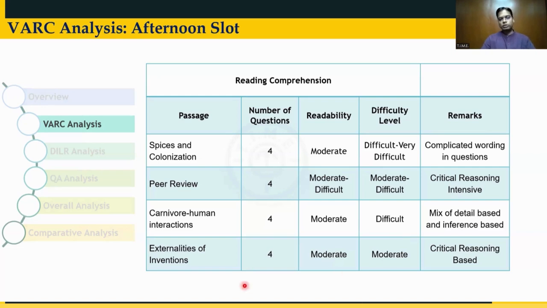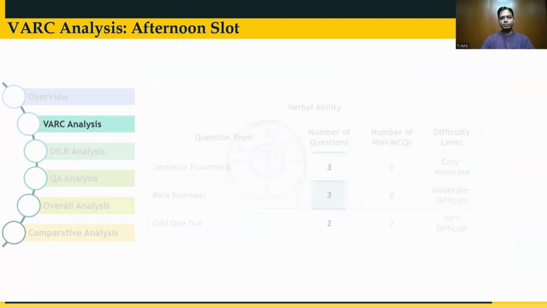And then there was a fourth passage on externalities of inventions. Now, this passage was pretty easy to read, and overall also could be said to have been moderate difficulty level, but it had some elements of critical reasoning involved. So overall, these passages were on par with last year's CAT, if you have an idea.